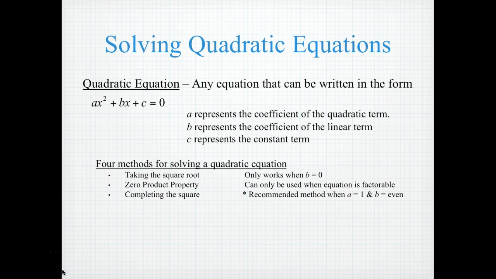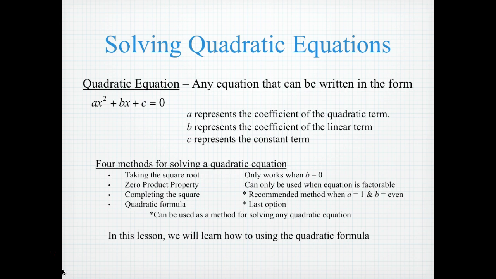Completing the square can be used for any quadratic equation, but is most convenient when a is equal to 1 and b is even. The final method of solving a quadratic equation is to use the quadratic formula. Like completing the square, the quadratic formula will work for any and all quadratic equations. It is the last method and recommended when the other three methods are unavailable or inconvenient. In this lesson, we will learn how to solve quadratic equations using the quadratic formula.